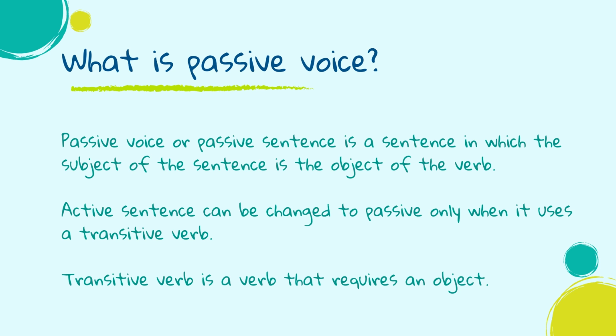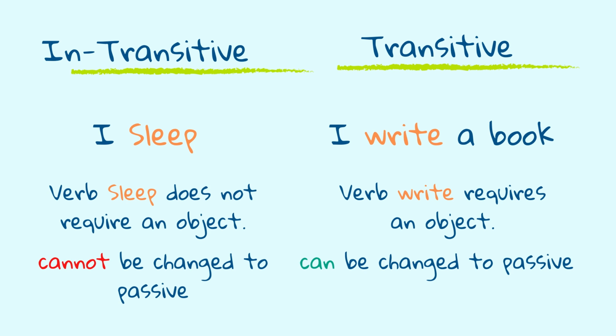An active sentence can be changed to passive only when it uses a transitive verb. A transitive verb is a verb that requires an object. To get a clear understanding about transitive verbs, let's see the next page that explains the difference between transitive and intransitive verbs. An intransitive verb does not require an object, and a transitive verb is a verb that requires an object.